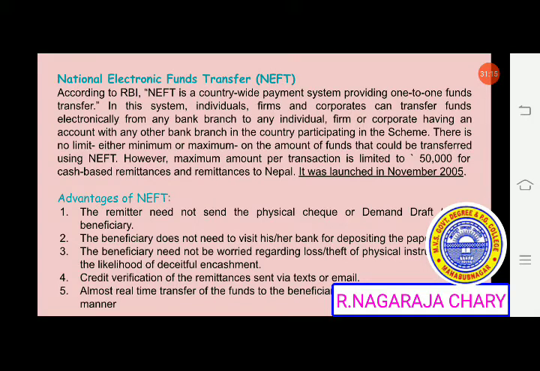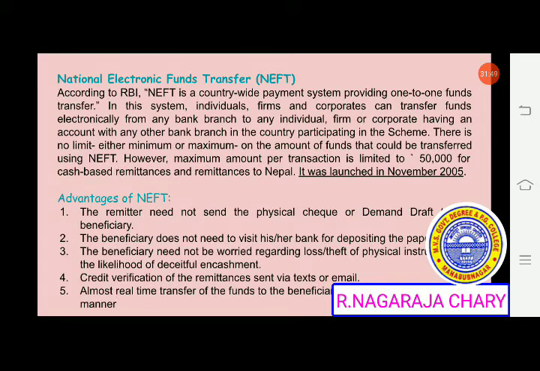Nationwide individuals, nationwide firms, nationwide cooperative offices. If any funds transfer is required from one place to another, or one individual to another, or one firm to another firm, then they can go through this NEFT. Here there is no limit, neither minimum nor maximum.